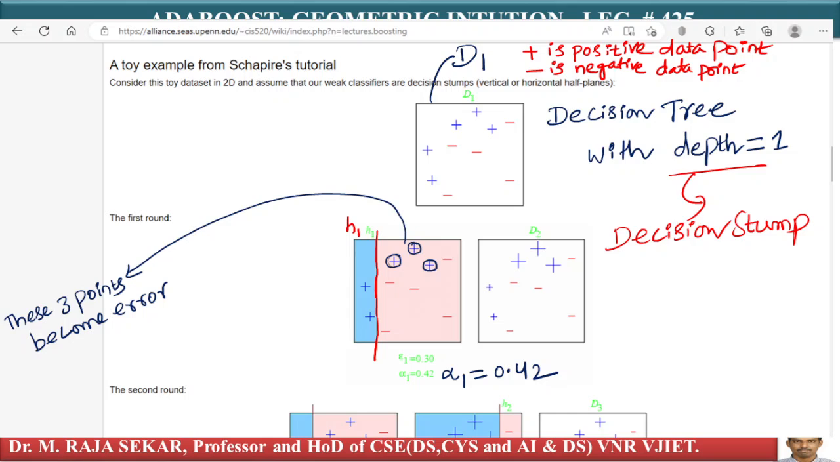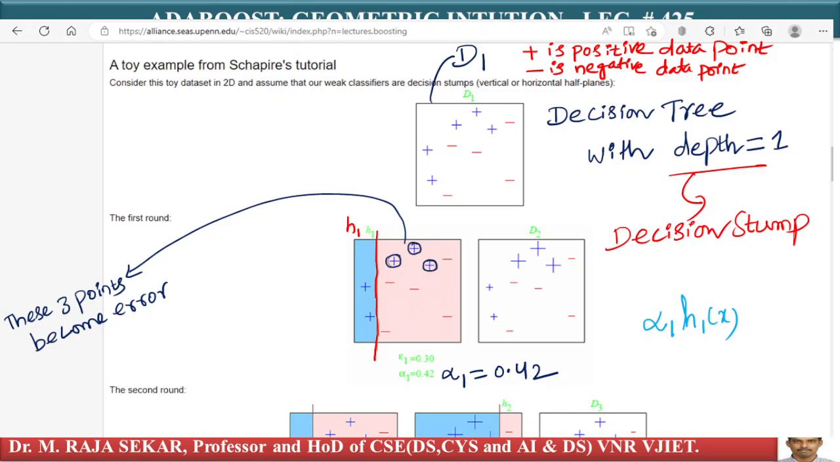I have my h1 of x, which is nothing but the hyperplane, and I have alpha 1. In the first round, I can calculate alpha 1 times h1 of x. These 3 points are misclassified. Which points? These 3 plus symbols. Now, before going to the second round, I will increase the weight on these misclassified points, that are plus, isn't it?